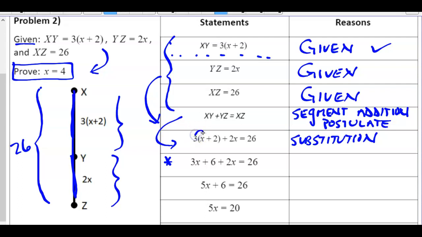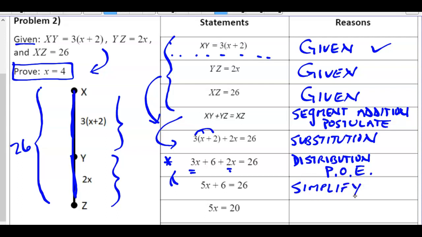And what we've done is we have distributed. So distribution property of equality. Sometimes you just say distribution property. I think distribution property of equality is better. Something crazy happened here. It looks like the 3 and the 2x. Yep. So that's combine like terms or simplify.